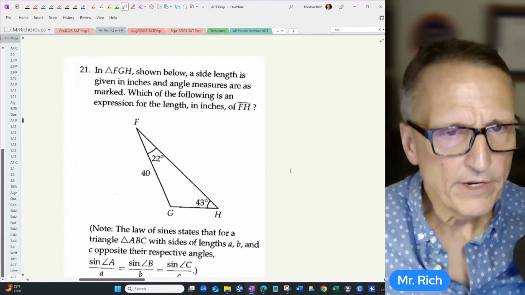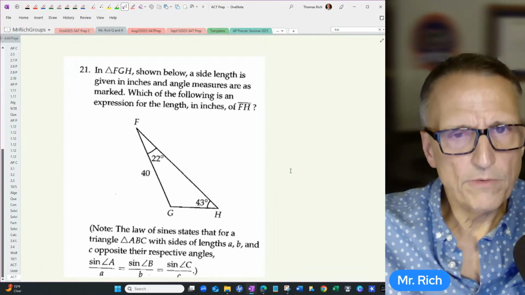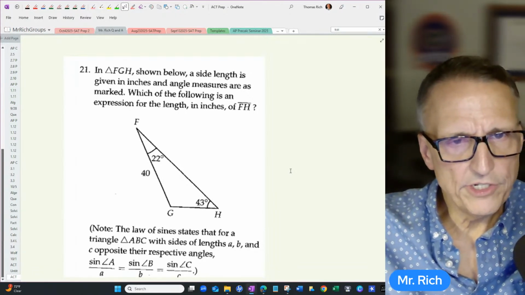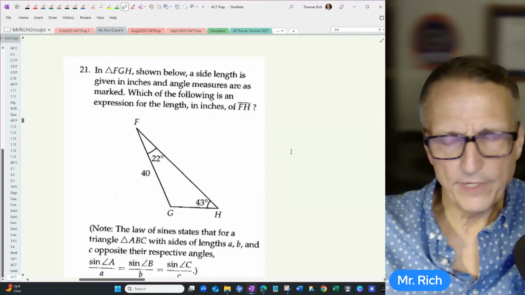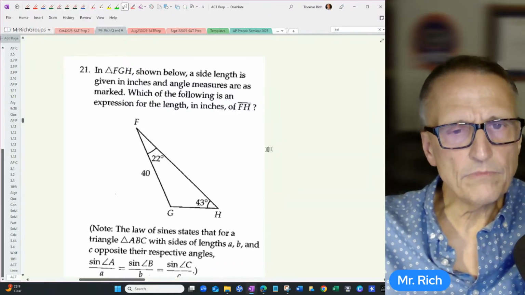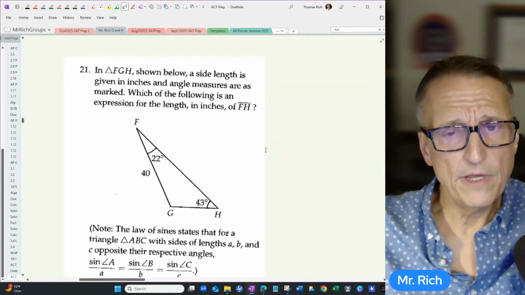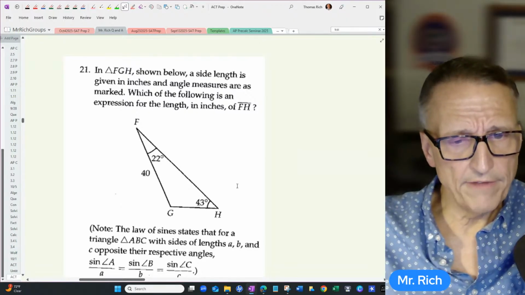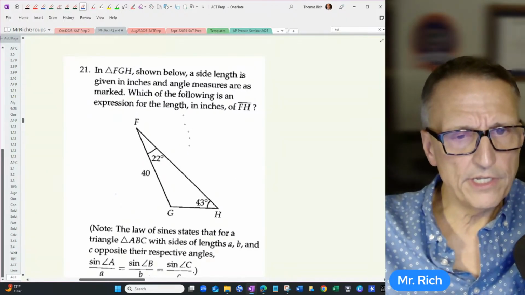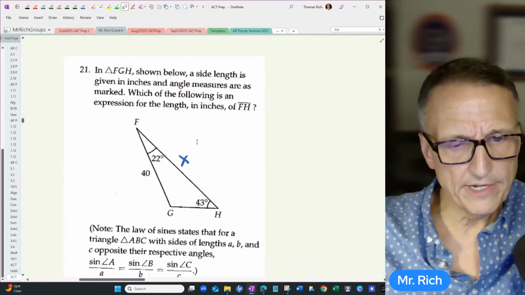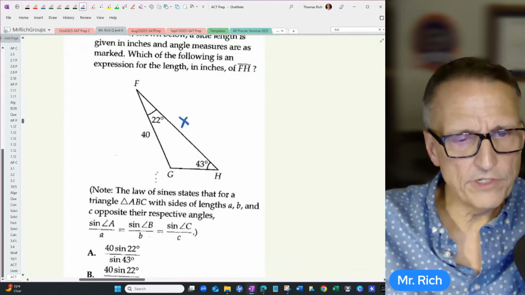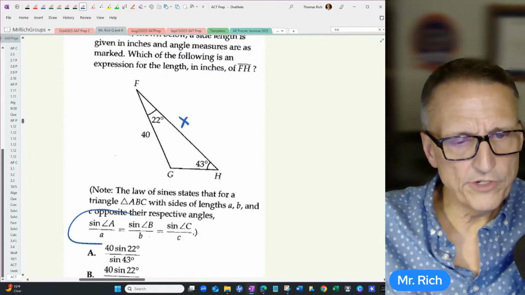This says in triangle FGH shown below, a side length is given in inches and angle measures are as marked. Which of the following is an expression for the length in inches of side length FH? So this is the thing that we are looking for here, that side length. Now, in this problem, they did give us the law of sines equation right here.